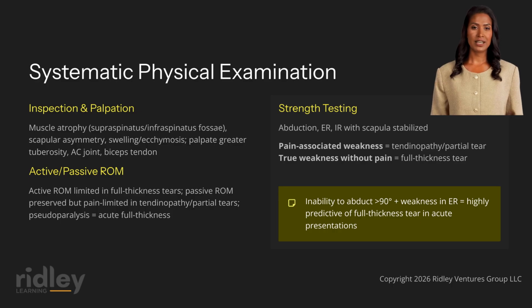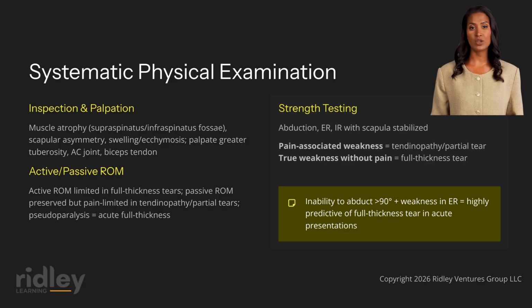The physical examination recommended by the 2025 JOSPT guideline follows a systematic sequence of inspection, palpation, range of motion assessment, and strength testing. Inspection should evaluate for muscle atrophy, particularly in the supraspinatus and infraspinatus fossae, scapular posture and asymmetry, surgical scars, and in acute cases swelling or ecchymosis. Atrophy is more common in chronic or full-thickness tears, while swelling may be present acutely following trauma.